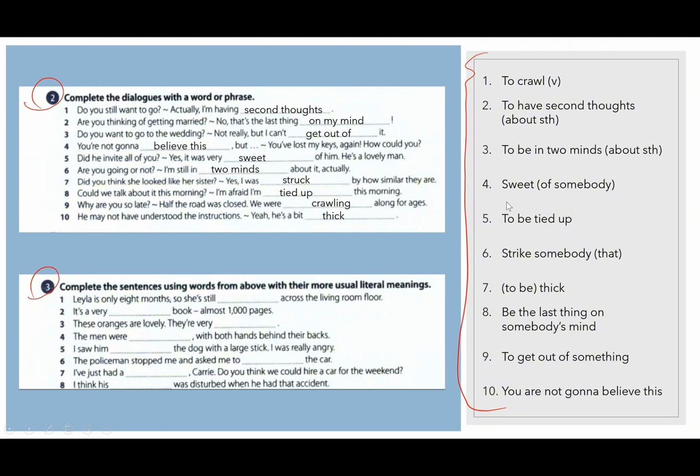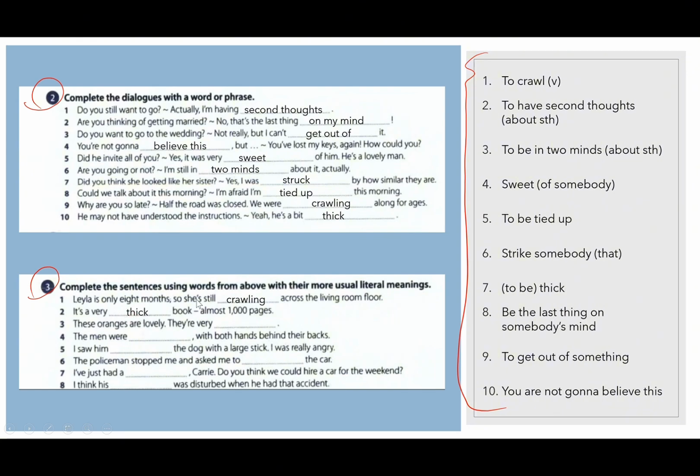All right, we are going to use the literal meanings. So, number 1. Layla is only 8 months. So she's still what? Across the living room floor. She's still crawling across the living room floor. Number 2. It's a very, what book? Almost 100 pages. It's a very thick book.